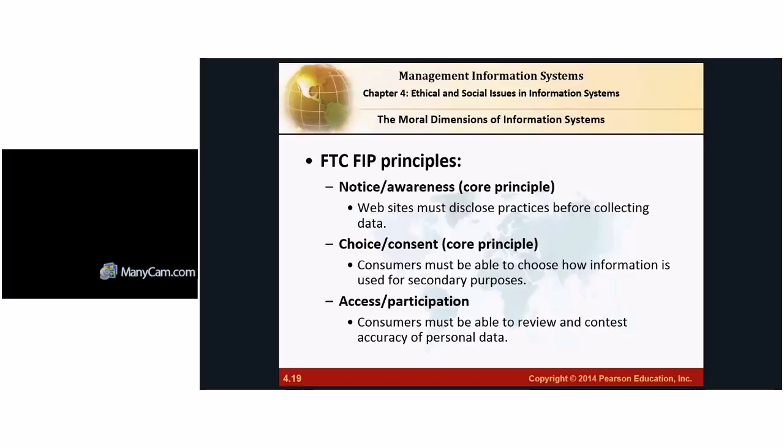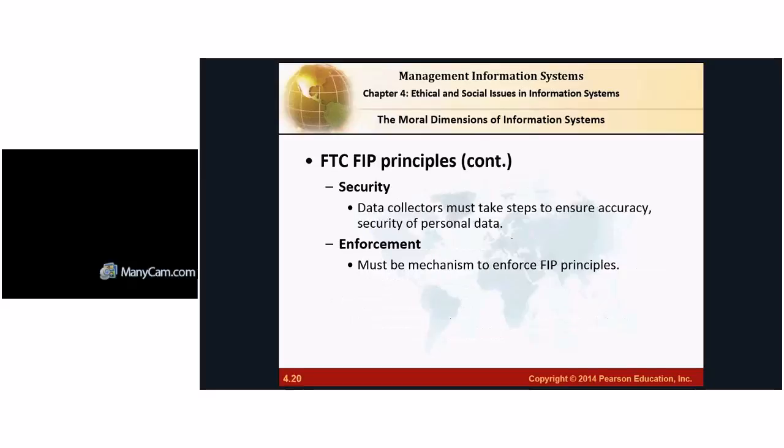So in information systems, what it says is a consumer must be able to choose how information is used for secondary purposes. That is, the consumer should be aware of the handling of these things. And access and participation: the consumer must be able to review and contest the accuracy of personal data. So once you have provided information to another party, you should be able to change the information when necessary.